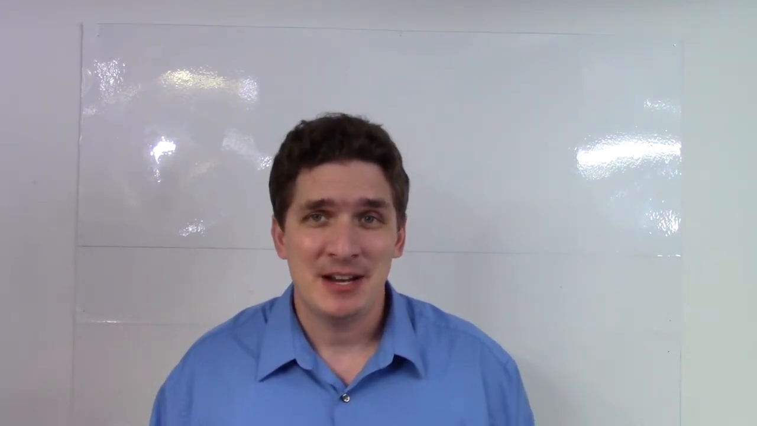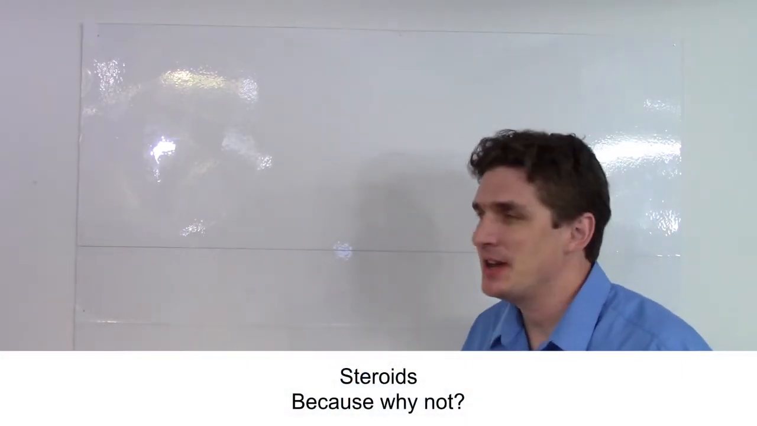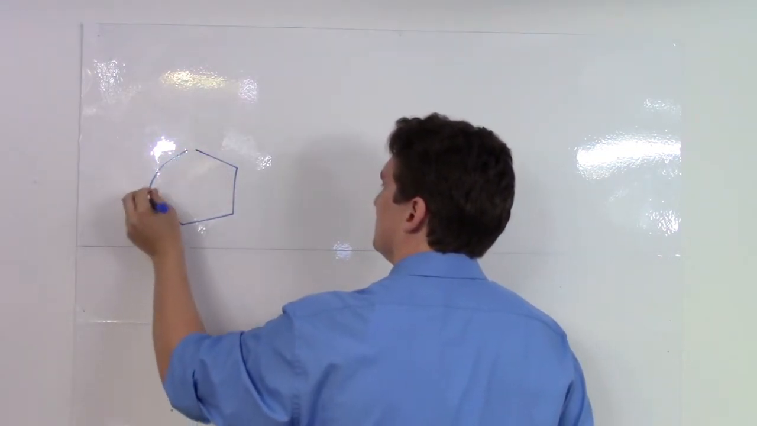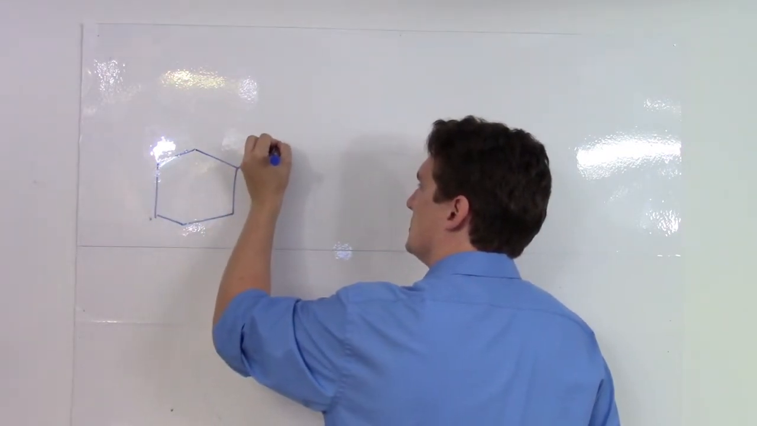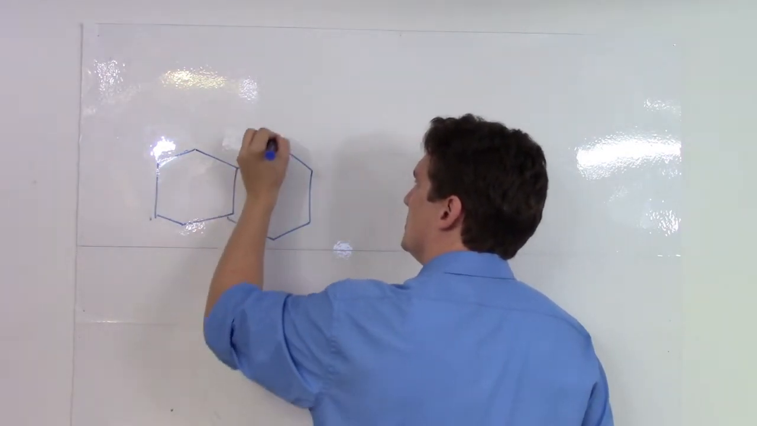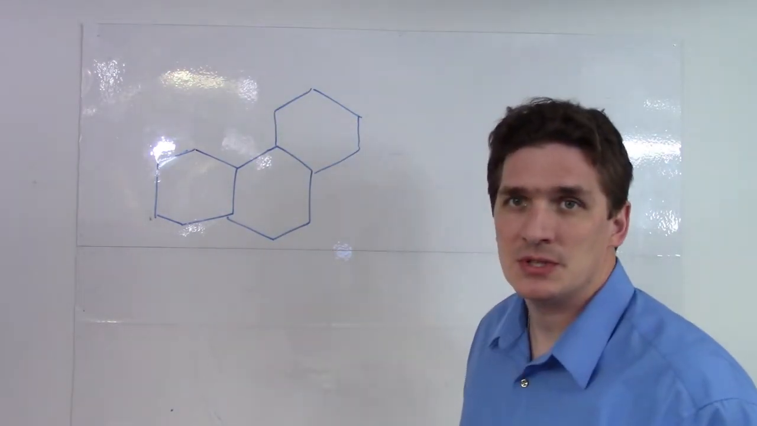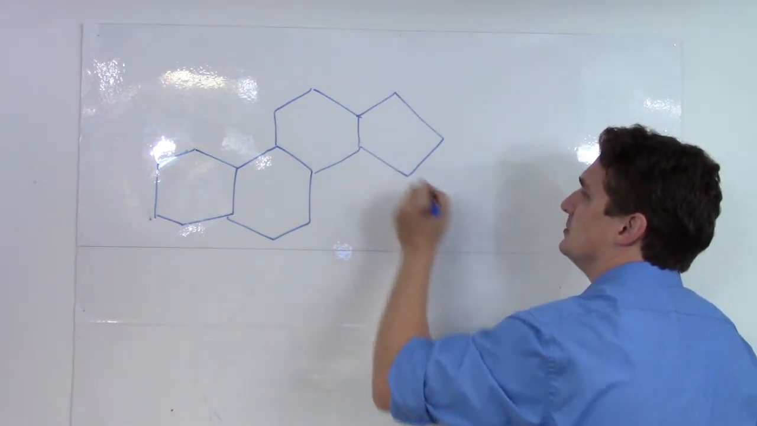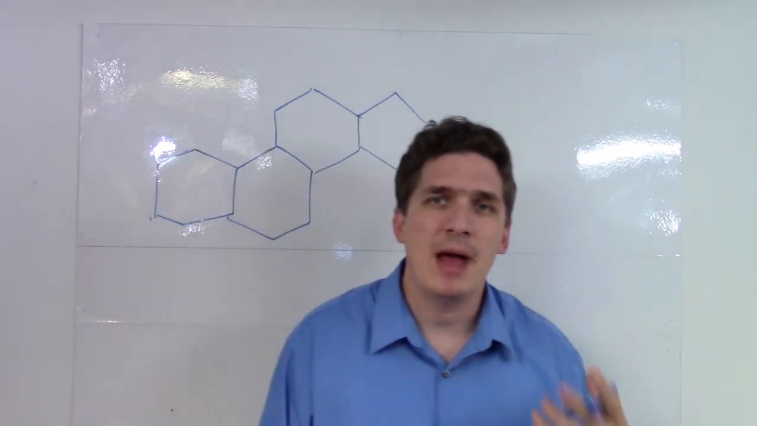So, let's talk about a class of compounds called steroids. Steroids all share a common base unit. So we are going to have three six-membered rings, three fused cyclohexane rings, and then one cyclopentane ring. So all steroids have this basic backbone.